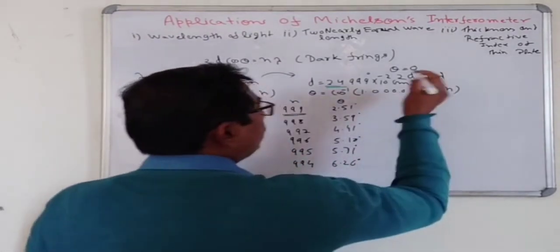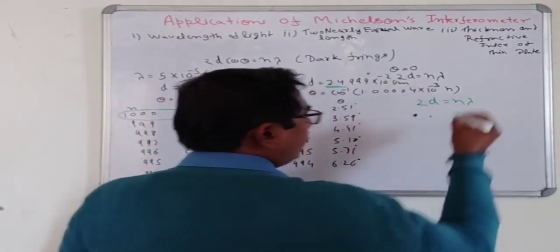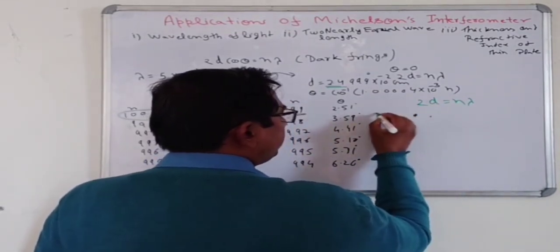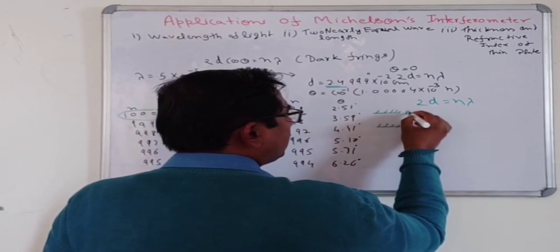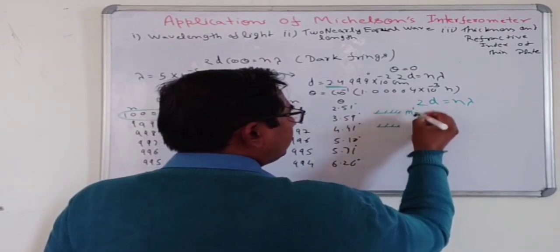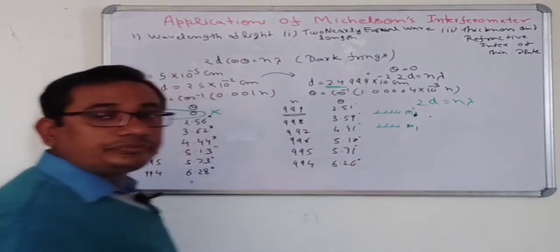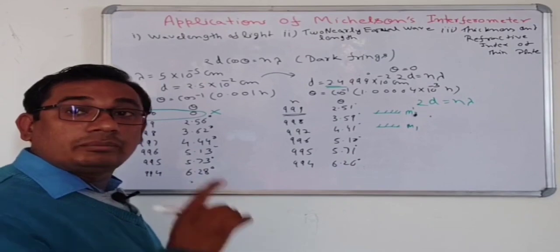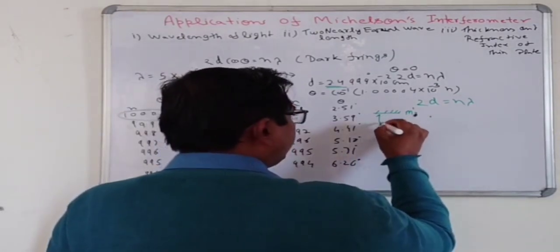At the center, you know the value: 2d is equal to n lambda. Suppose you know what the value of d is. d is the distance between the two mirrors, M2 dash and M1. You know that M2 dash is the virtual image of the real mirror M2. You know very well. This is the value of d.